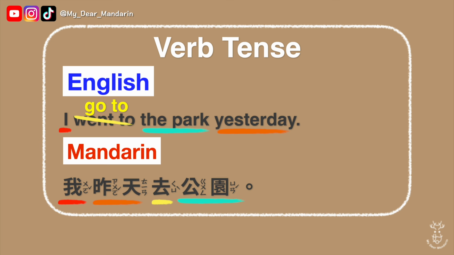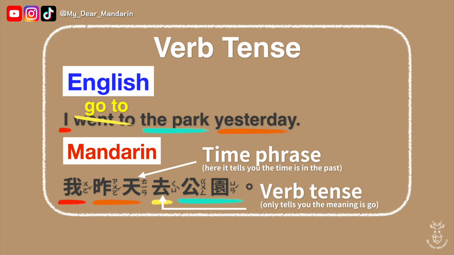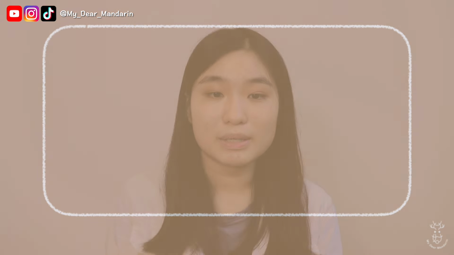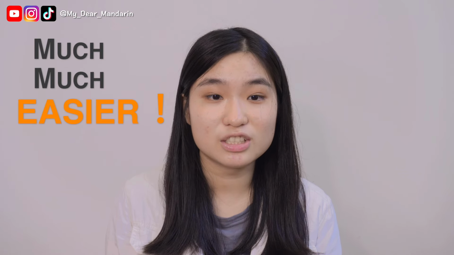As you can see, Mandarin uses time phrases instead of verb tenses to indicate when an action took place. The position of the time phrase is also different. In English, it's typically at the end of the sentence, but in Mandarin, it's common that it's at the front of the sentence. Though there are many differences in grammar, I would say the good news is that Mandarin grammar is much easier than English and many other languages.